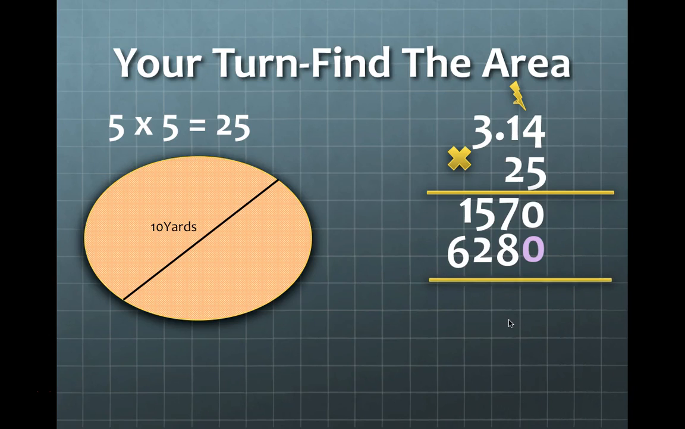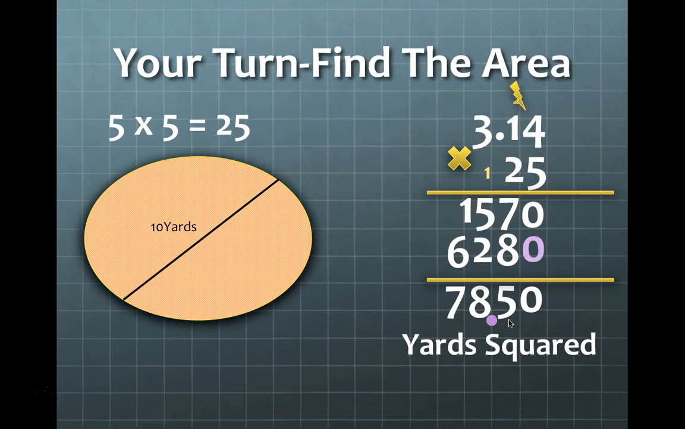You add them together. 0 plus 0 is 0. 7 plus 8 is 15. And then 1 plus 5 plus 2 is 8. And 1 plus 6 is 7. And how many decimal places did we have? We had 2 decimal places, so we go right to left on that. 78.5 or 78.50. And of course that would be yards squared on that one. 78.5 yards squared. Okay.